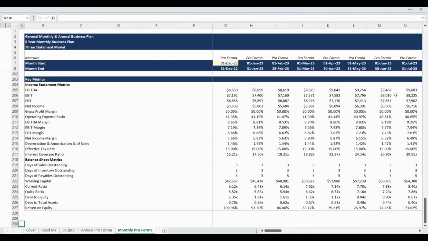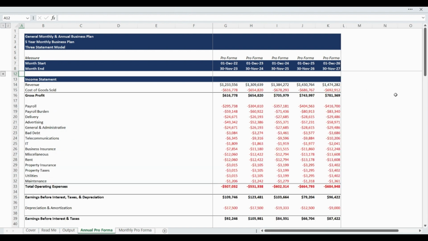The monthly three-statement model concludes with a summary of key income statement and balance sheet metrics. Key income statement metrics include various measures of profit and profit margin as well as the interest coverage ratio. Balance sheet metrics include the days of sales outstanding, current ratio, quick ratio, and debt to equity ratio.